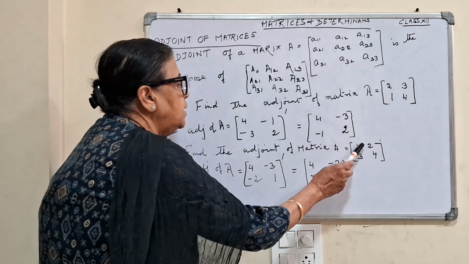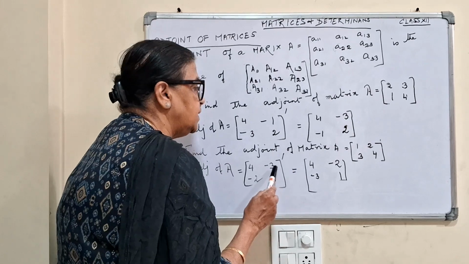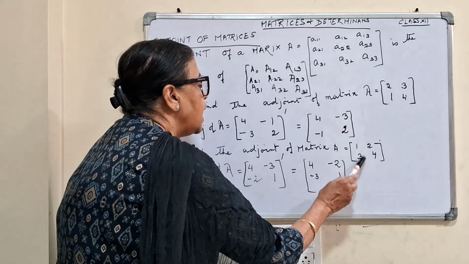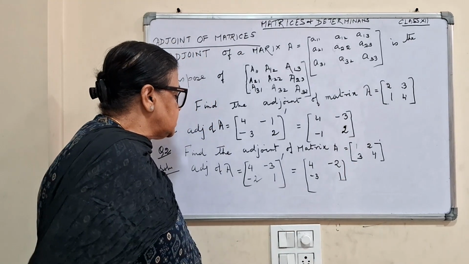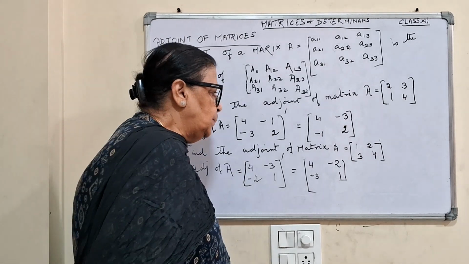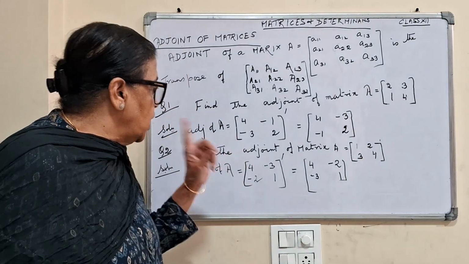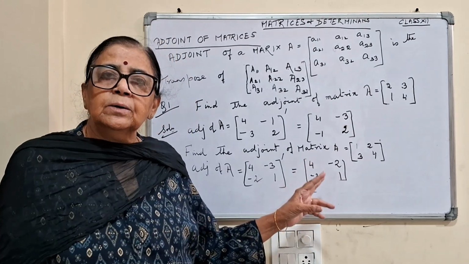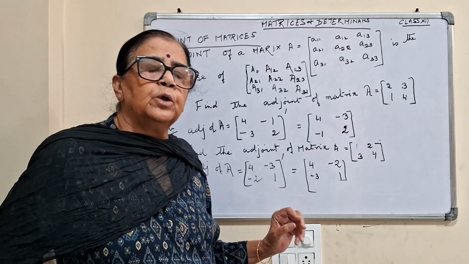That is again 1, it is 4. Again 2, it will be -3, because with the 3 we cancel these, and it is minus because minus 1 raised to the power 1 plus 2. With 4 we are left with 1. And that is the transpose of it. We change the rows into columns and columns into rows. These are the cofactors; I have found out the cofactors.